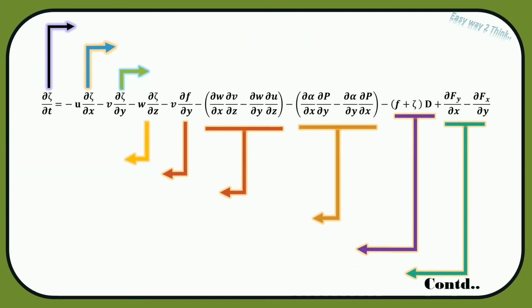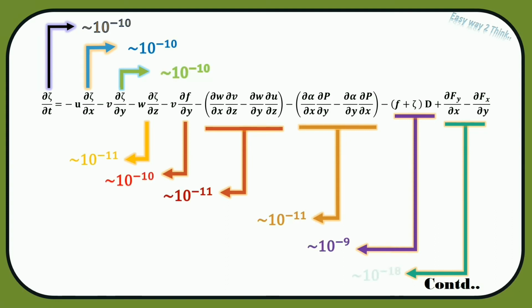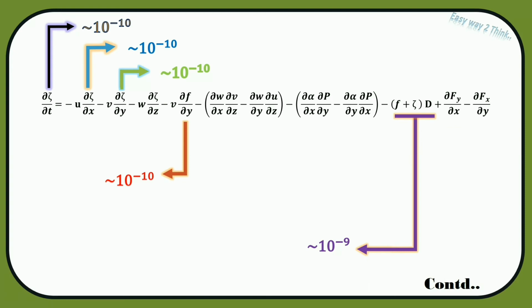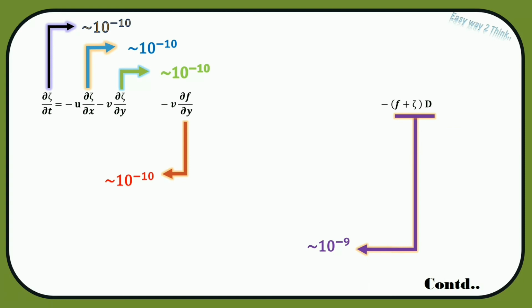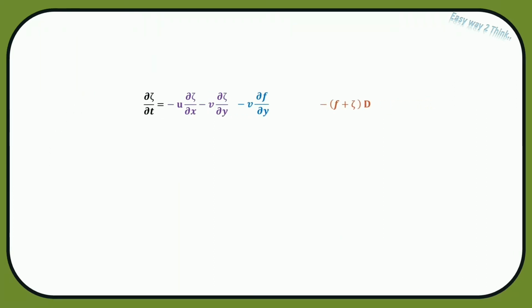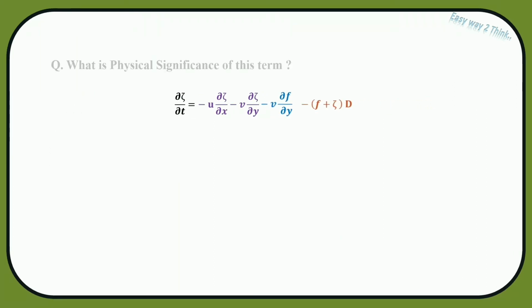We do scale analysis of the vorticity equation, and we get a very important result when keeping the largest terms and neglecting the small ones. We get this final evaluating term. But what is the physical significance of this term?